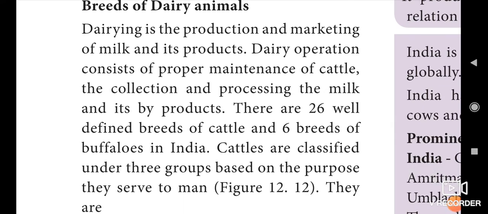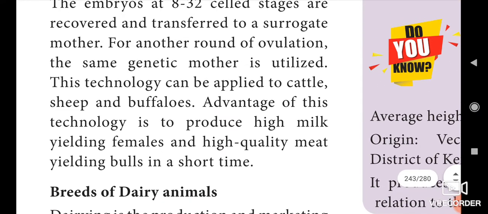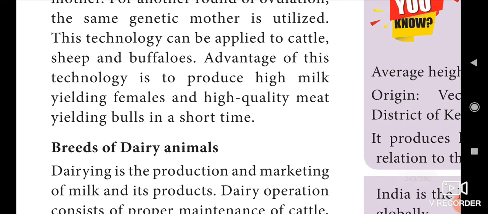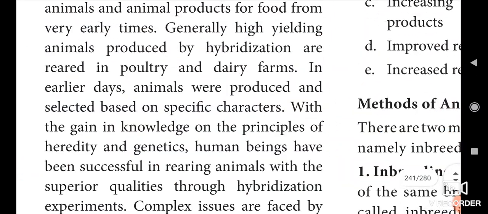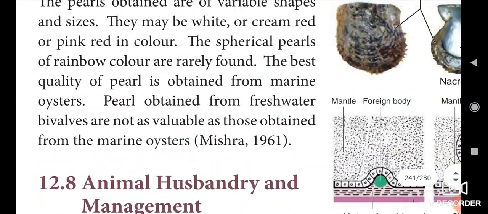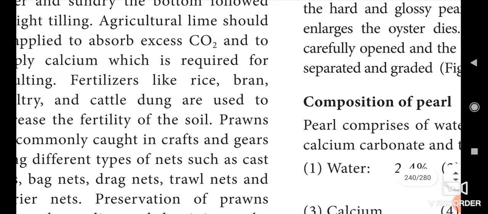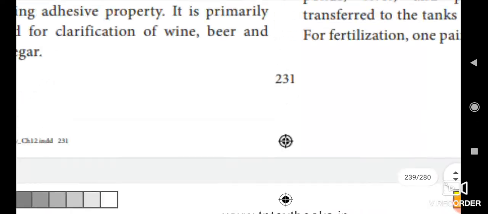Okay, this topic we see tomorrow. Tomorrow we see the breeds of dairy animals. In this class, what we see about the prawn culture, isn't it? Yes, what is meant by prawn culture? To cultivate the prawn is called the prawn culture.